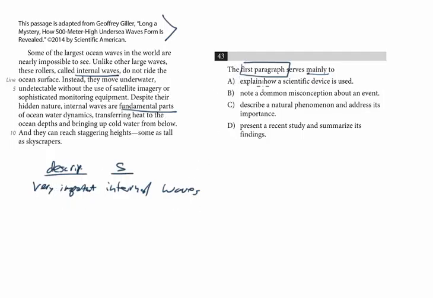A, explain how a scientific device is used. Obviously not. Waves are not a device. How they're used, definitely not on point. B, note a common misconception about an event. So waves really aren't an event. It doesn't really state the misconception. It says the waves are hidden, but this is definitely not accurate.